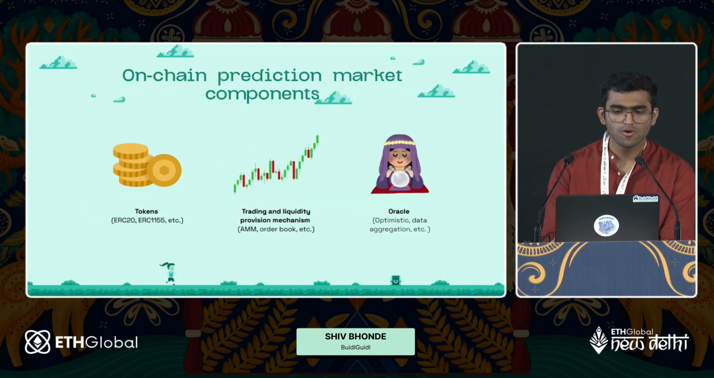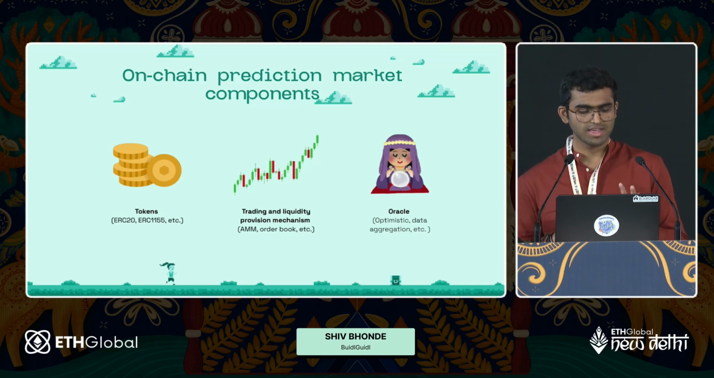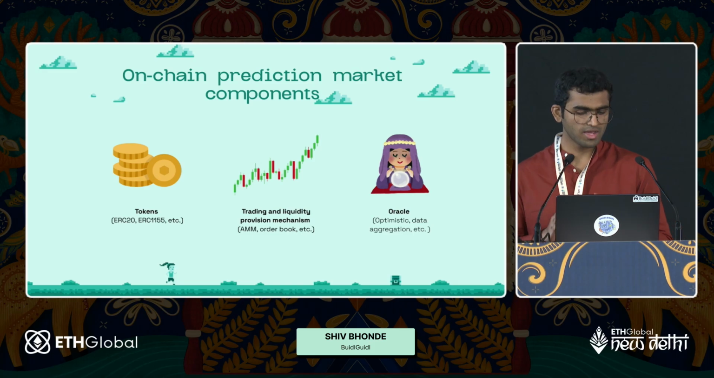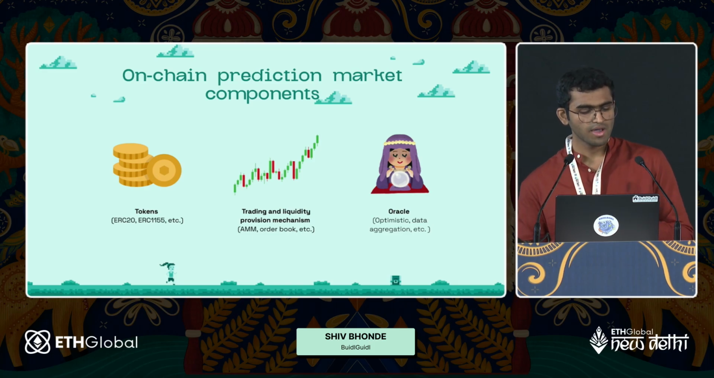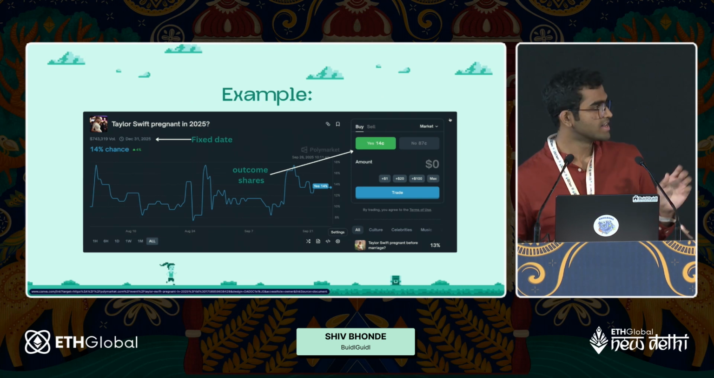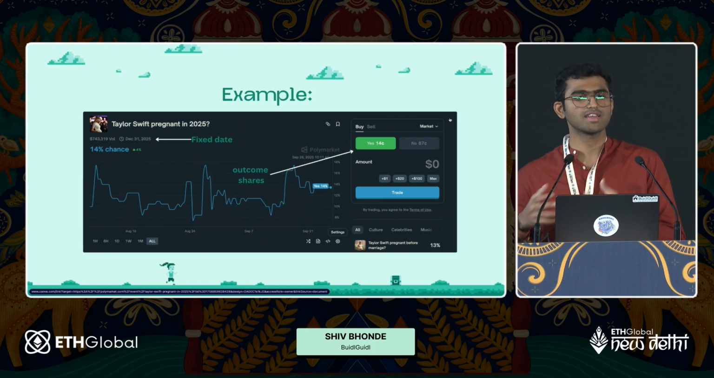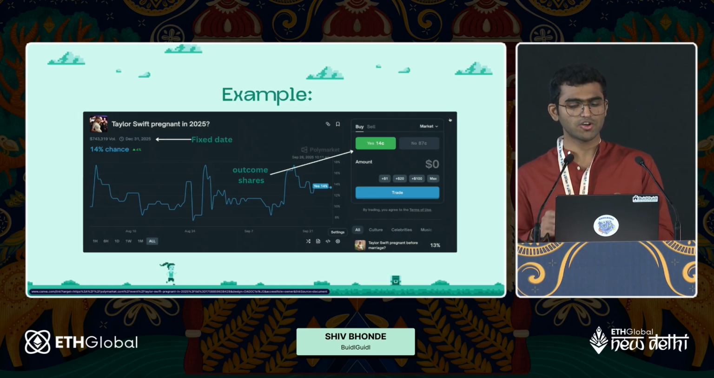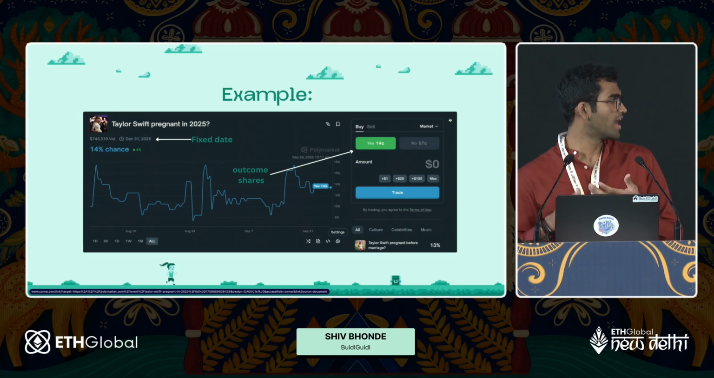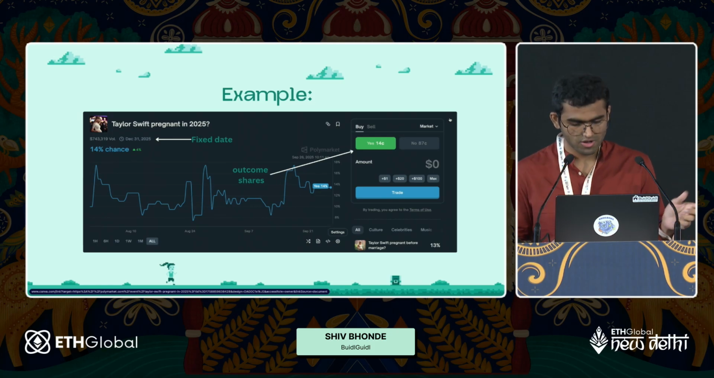Cool. While building a prediction market, there are three main components. The first is tokens. In the previous example we saw yes shares and no shares, which people can buy. In our prediction market these are ERC20 tokens. We'll mint a bunch of yes tokens and a bunch of no tokens, which will represent the shares and the outcomes.